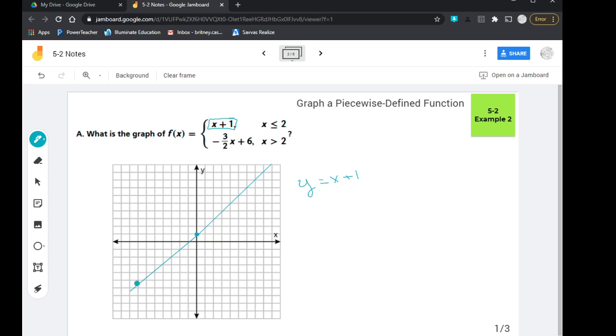Isn't it nice having those straight lines available to us? Y'all know I'm terrible at drawing straight lines. So there's our blue one.